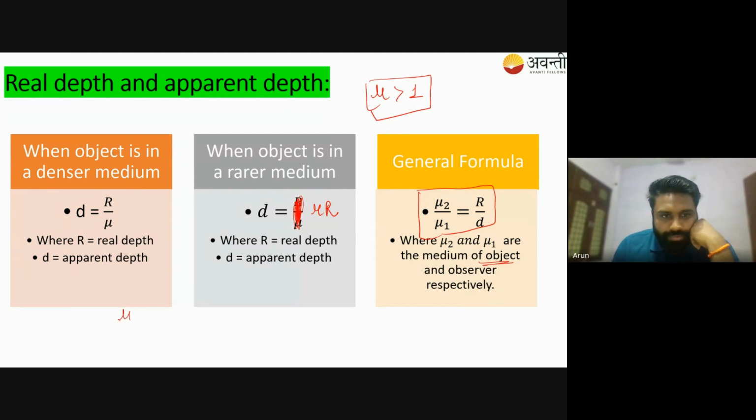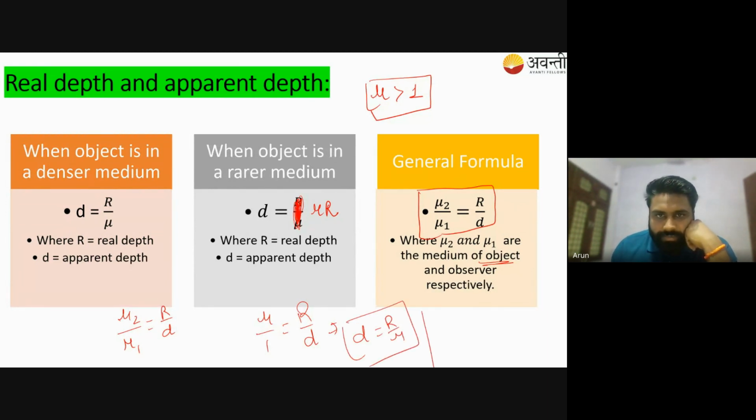You can derive these right now here. Mu2 by mu1 is equal to what? R by D. If the object is in a denser medium, which is mu by 1, it is D by R. So D is nothing but R by mu. ठीक है, आ गया ना?